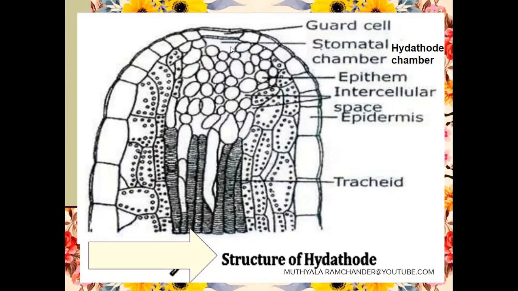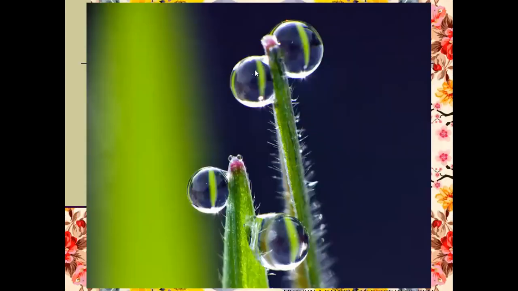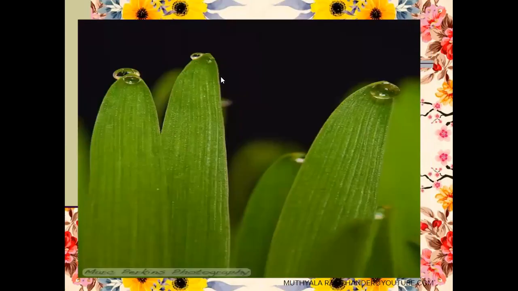chamber. If the hydathode chamber is filled with water, then at the terminal part of the hydathode chamber, the guard cells are present. The guard cells are in open condition. So when the guard cells are open, the water in the hydathode chamber comes out from the hydathode. It looks like water drops on the terminal part of the leaf. This process is called guttation, mainly in grass plants.